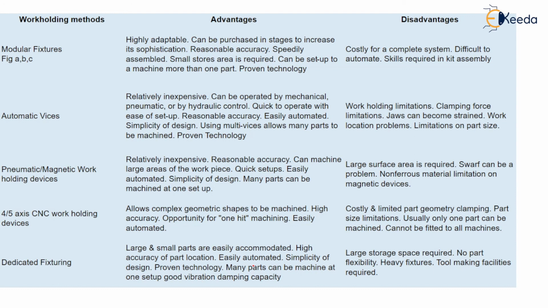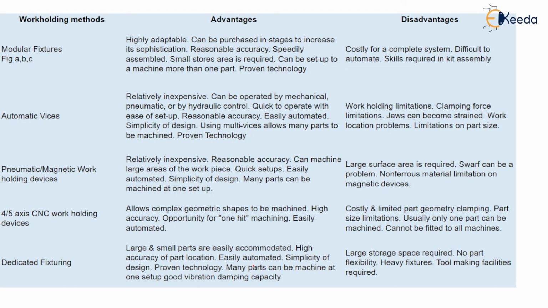Then automatic vices are available. They are relatively inexpensive, operated by mechanical, pneumatic or hydraulic control, quick to operate, easy to set up, easily automated, and simple in design. Parts can be easily located, and it is also a proven technology. While work holding has limitations, you cannot hold many work sizes. There are limitations on part size, and work location problems are there.